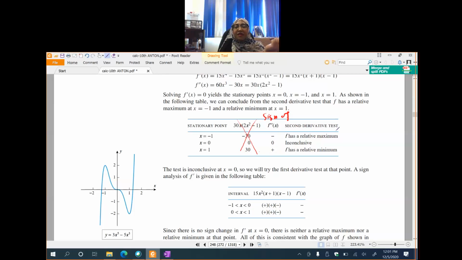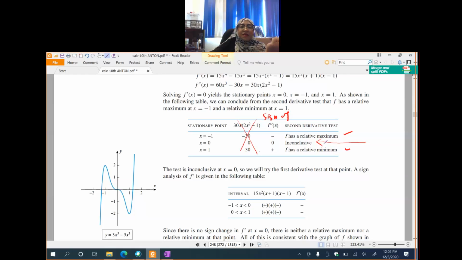So for these 2 points, x equal to -1 and x equal to 1, there's no problem, because we can make the conclusions. But for x equal to 0, f double prime is 0. So it's inconclusive. We cannot determine whether it has inflection points, or whether it is a maximum point or minimum point.